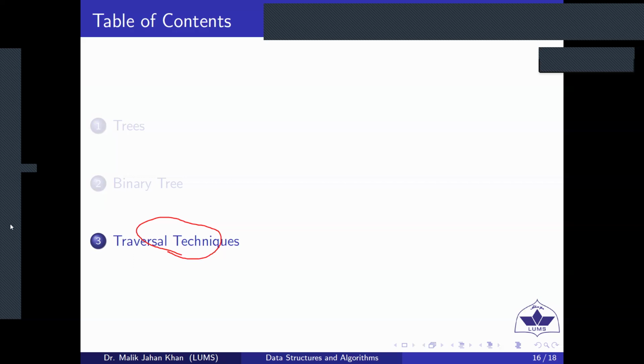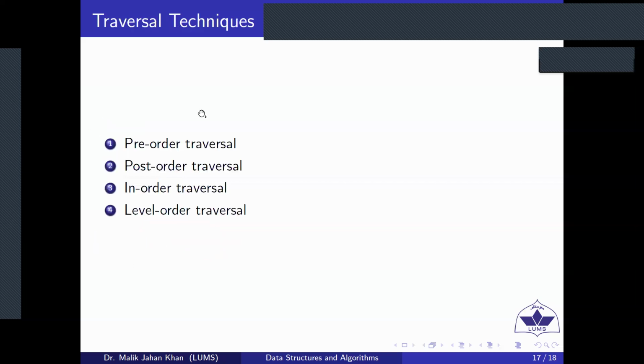Then in the next slide set, we'll be talking about their algorithms. The famous traversal techniques of trees are called pre-order traversal, post-order traversal, in-order traversal, and level order traversal. Let's try to understand all four of them one by one.